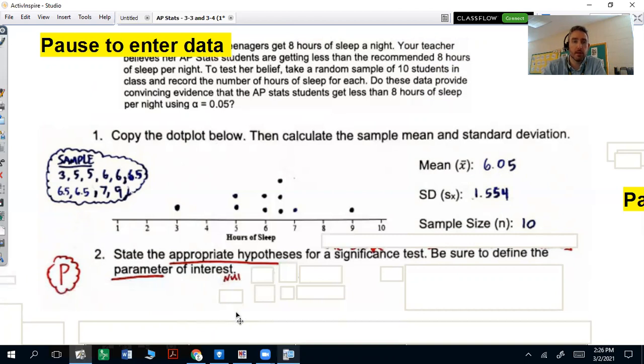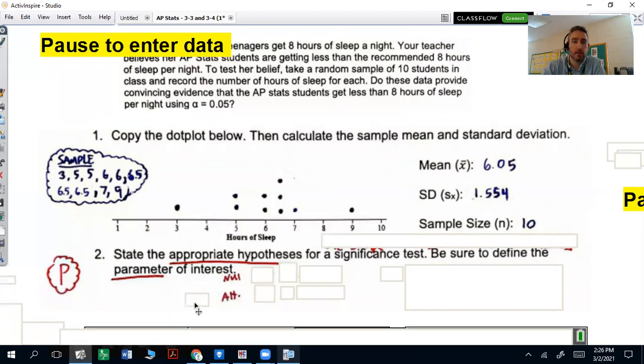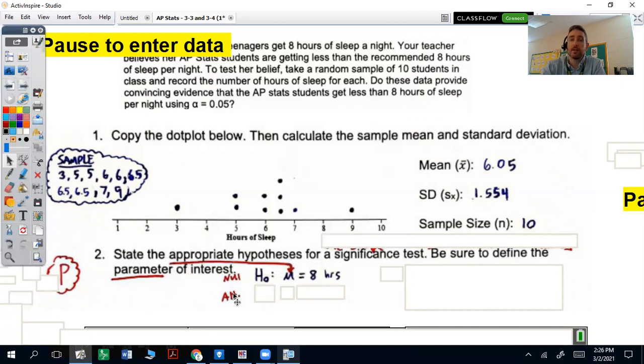The null would be, and the alternative would be, the null would be H0: mu is equal to 8. But then the alternative would be Ha: mu. And in this problem, what direction would it go? Would it go above, below, or not equal to? Think about that. Below is correct.